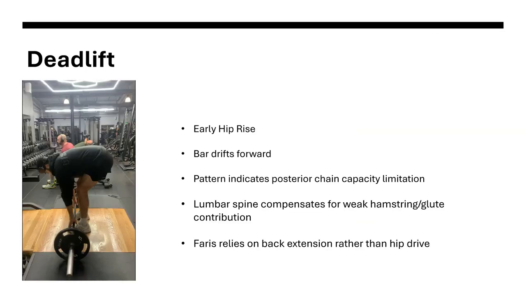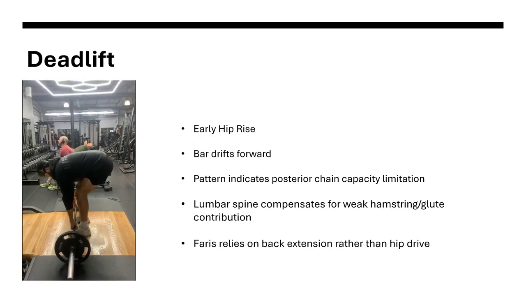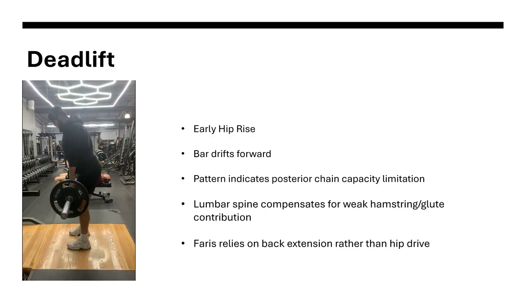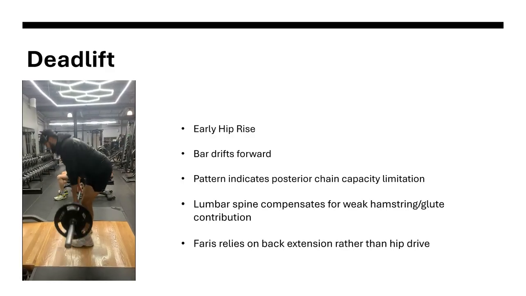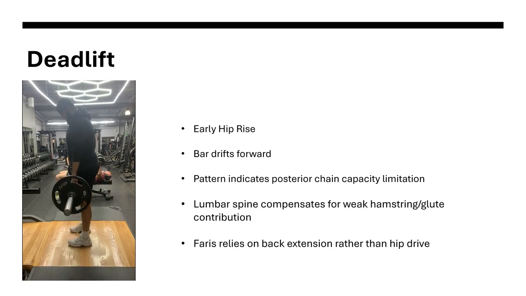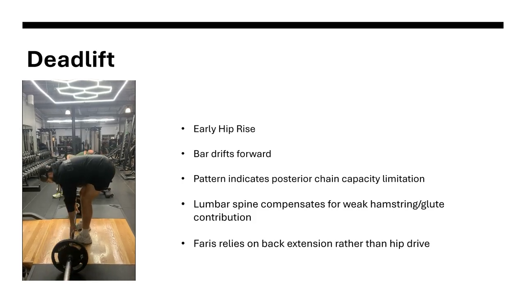In the deadlift, we see a similar pattern. The right hip contributes less during the initial pull, leading to early spinal flexion and the hips rising faster than the torso. He struggles to create symmetrical tension, which suggests limited posterior chain capacity on the right side. This is not a misunderstanding of technique, it's an inability to express force evenly.